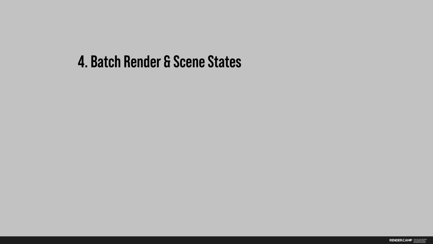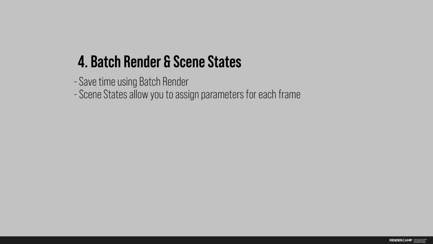Fourth, batch render and scene states. Of course, you can render each frame one by one. However, I'll show you how to optimize this process using batch rendering, so you can render everything at once. Batch render is a powerful tool for saving time, especially when you have many frames. With the help of scene states, you can set different parameters for each frame, such as lighting, object position, camera positions, etc. And it will be useful not only for our current case, but also for regular projects.